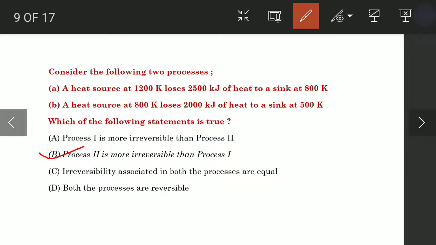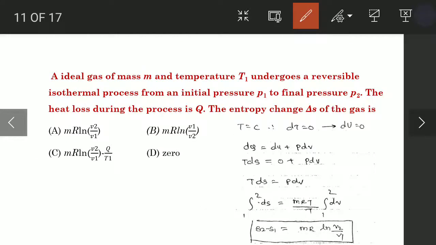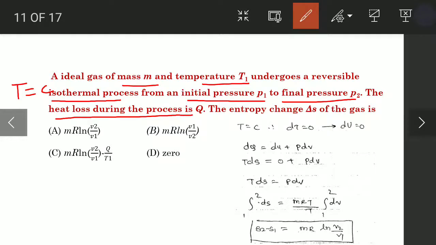Process 2 is more irreversible than process 1. Now, next question. An ideal gas of mass m and temperature T1 undergoes a reversible isothermal process. So it is an isothermal process, temperature is a constant, from initial pressure P1 to the final pressure P2. The heat loss during the process is Q. The entropy change delta S of the gas is given by.